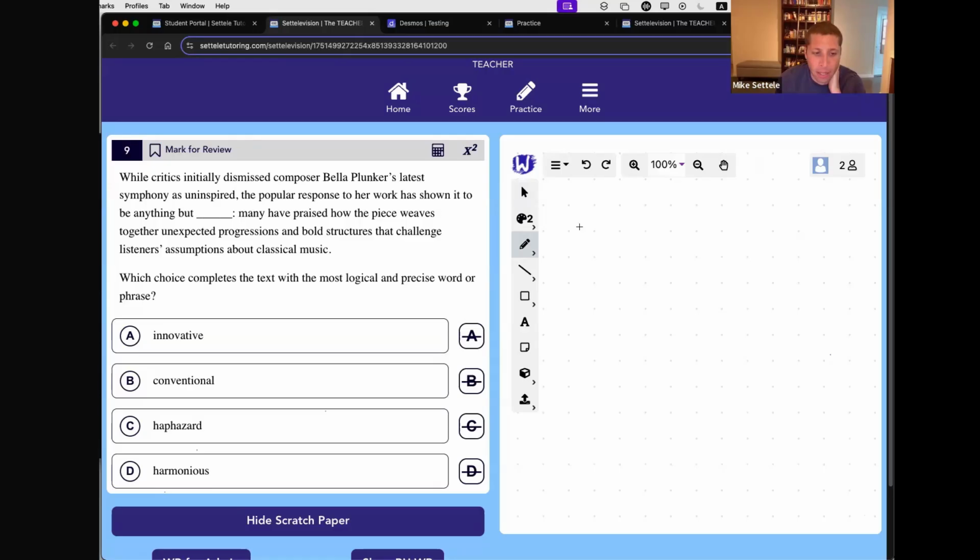But if I read this on the test, I already noticed these words have some connotations here. "But while critics initially dismissed composer Bela Plunker's latest symphony as uninspired, the popular response to her work has shown it to be anything but blank."